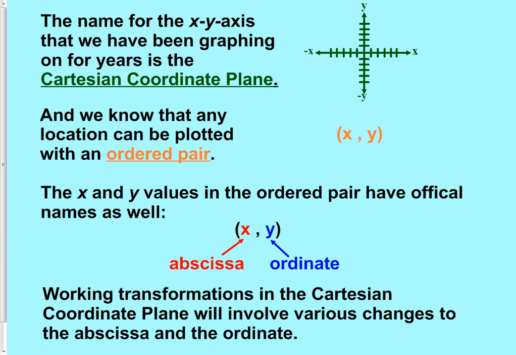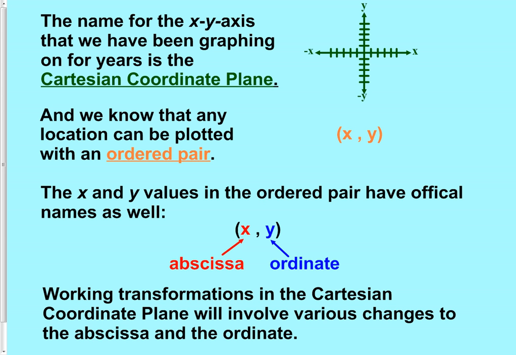Okay, basic background information again. The Cartesian coordinate plane, that's our fancy name for the XY graph that you've been working on for years. An ordered pair precisely locates any object in the CCP. We have our 2 values, the abscissa and the ordinate. We will not really be working with the abscissa and the ordinate as far as switching them like we have been with some of the other stuff like rotations.